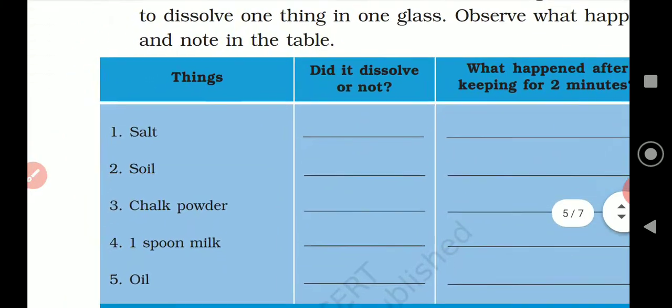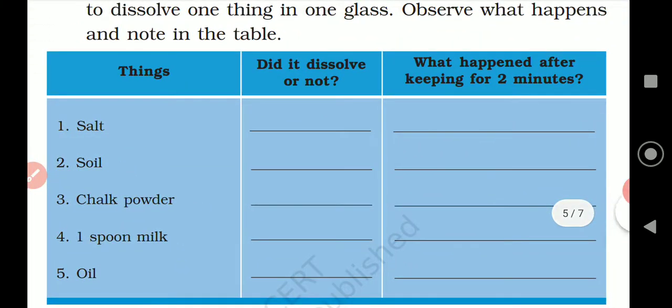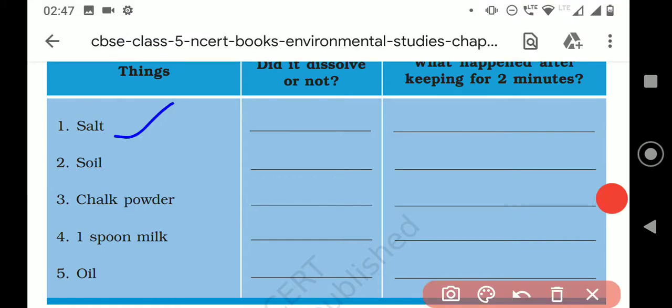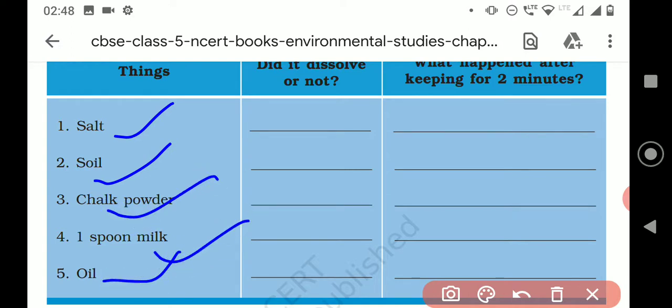So children, here there are 5 things. So you take 5 different glasses or 5 different bowls. Okay. So did it dissolve? First you have to put salt into it and keep stirring it, and then see whether it dissolves or not. What happens after keeping it for 2 minutes? Then put soil. Does it dissolve? Next is chalk powder, then a spoon of milk and oil.